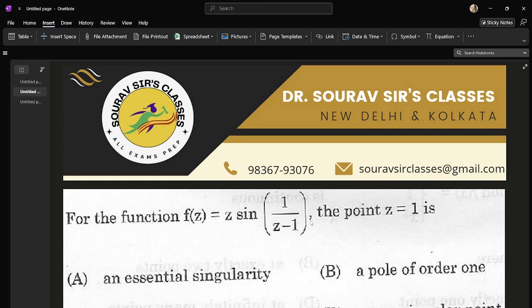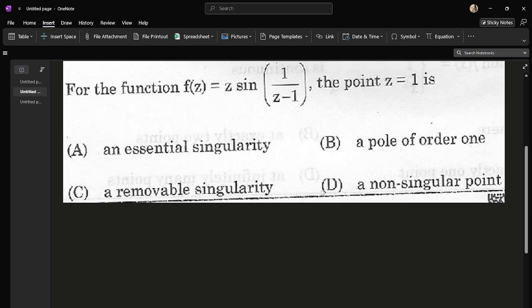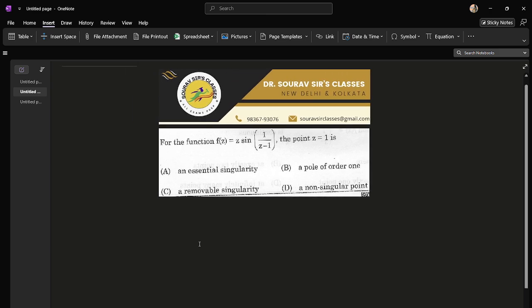Okay. So now we are going to solve a mathematical problem which appeared in PUMDET 2024. The question is: for the function f(z) = z sin(1/(z−1)), the point z = 1 is, and there are four options: an essential singularity, a pole of order 1, a removable singularity, and a non-singular point. Okay. So now what can be done here?